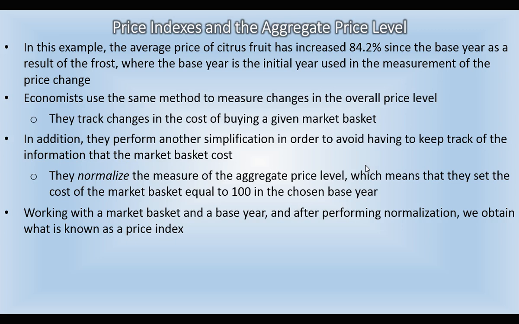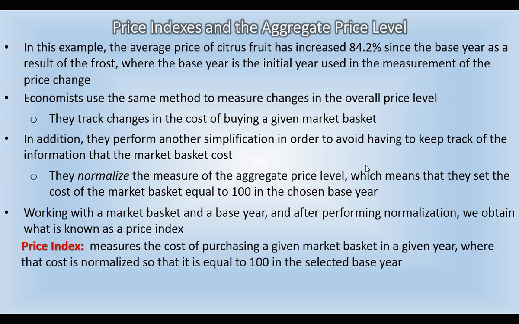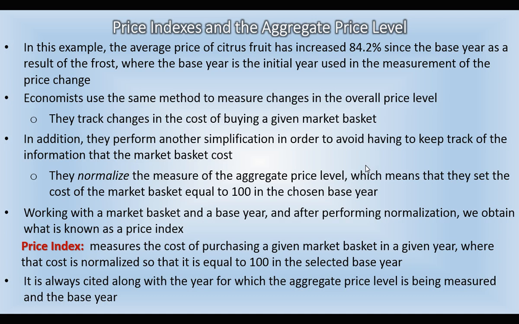So working with a market basket and a base year, and after performing normalization, we obtain what is known as a price index. And the index part of it indicates that we are linking it to some base, some point of reference that we are comparing everything to. So it's indexed to some base. So the price index, formally defined, measures the cost of producing a given market basket in a given year, where that cost is normalized so that it's equal to 100 in the selected base year. It's always cited along with the year for which the aggregate price level is being measured and the base year. So whenever you're talking about a price index, you'll always mention it with a base year of whatever.